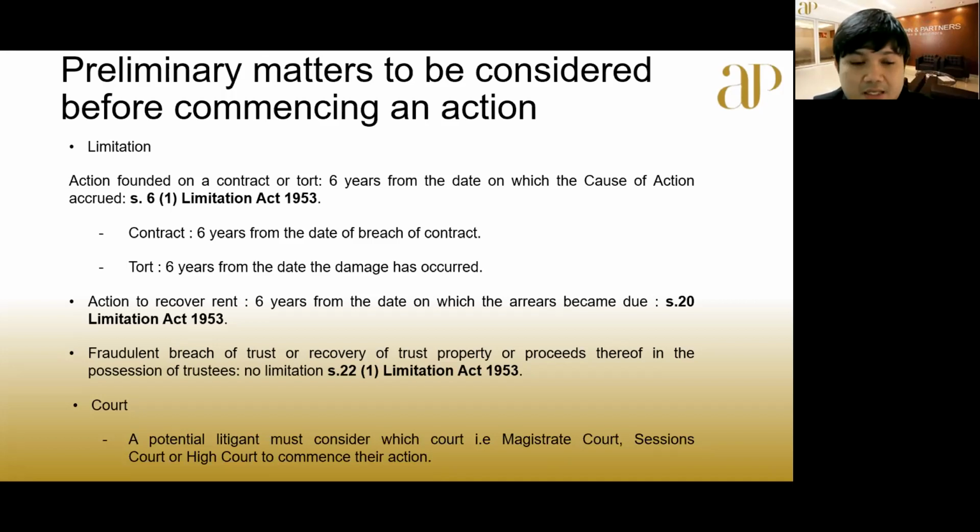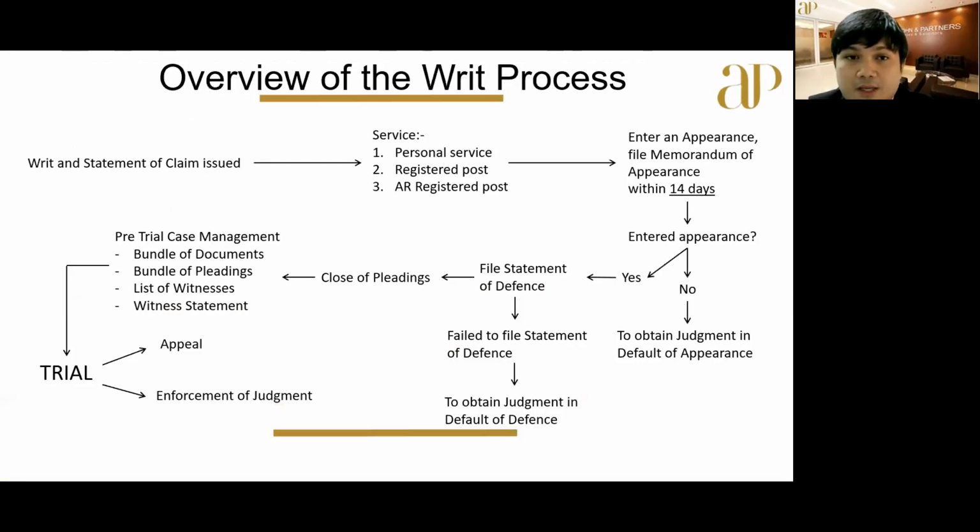Okay, and lastly, a potential litigant must also consider which court it wishes to sue at. Is it the Magistrates Court, Sessions Court, or the High Court? Okay, the next would be a brief overview of the writ process of what actually happens from day one to day end. So firstly, you will issue the written statement of claim. Then after the written statement of claim has been issued, you will have to serve it on the defendant. How would you want to serve it?